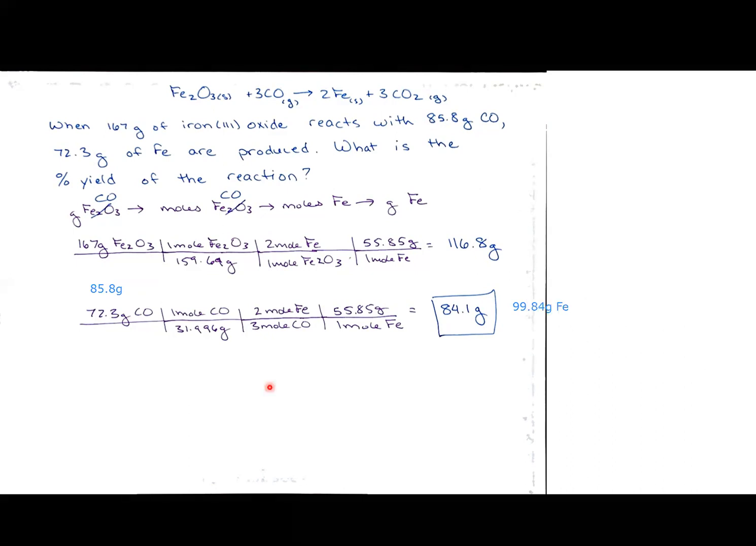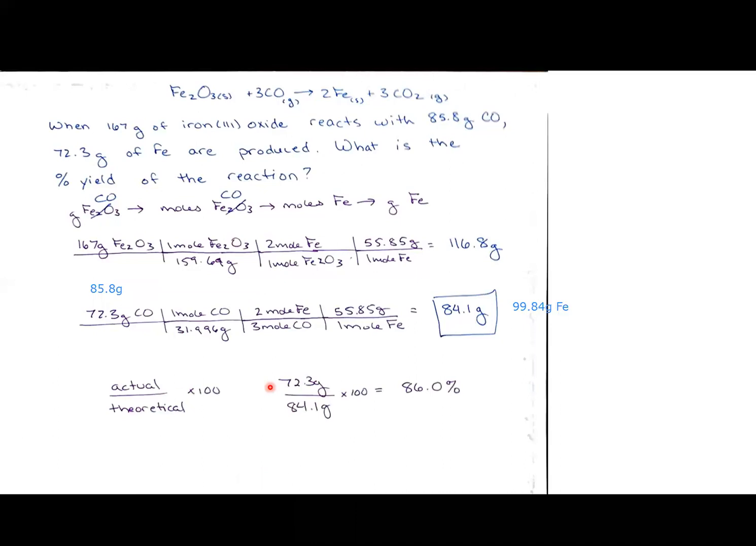So when I move on, actual over theoretical. So the actual yield that I get was given to me in this problem. I made 72.3 grams of iron. So what's my percent yield? A percent yield is the actual amount that you made. You're usually given that in the problem. Divided by the amount you should have made, your theoretical yield. That should be this number here, this 99.84.